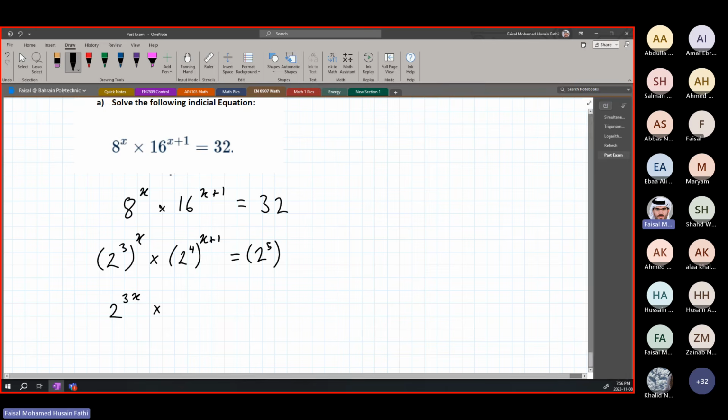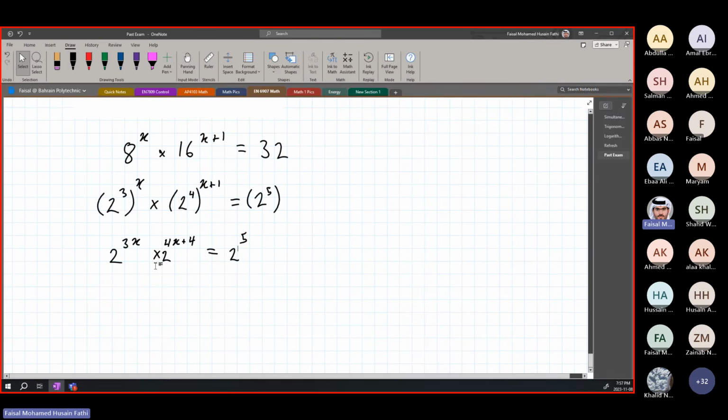times x plus 1, which is 4x plus 4. Okay, that's 4 into x and 4 into 1. 4x plus 4 is equal to 2 to the power of 5. This is 2 to the power of 4x, and 2 to the power of 5.